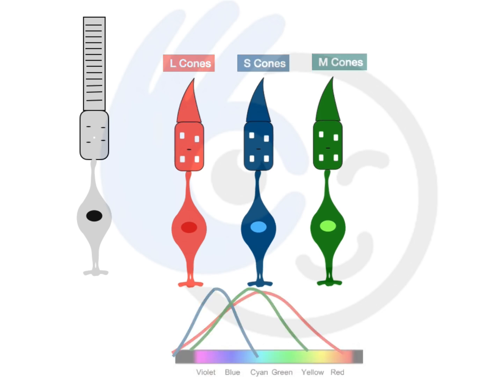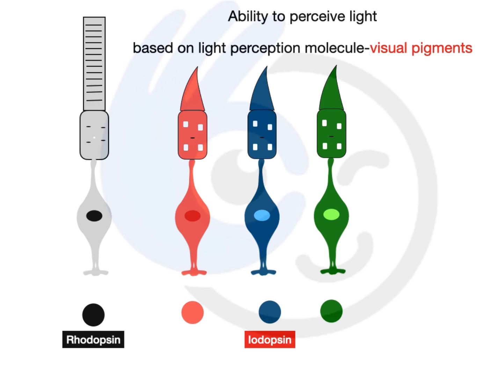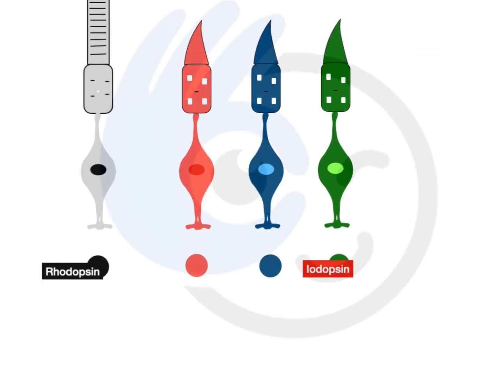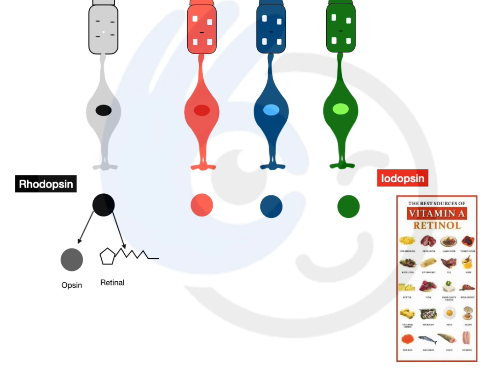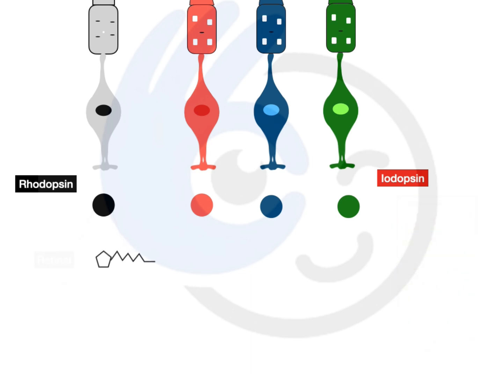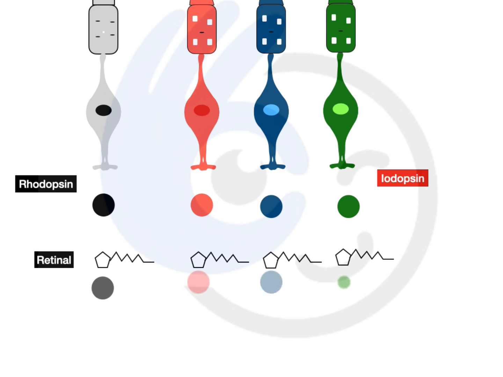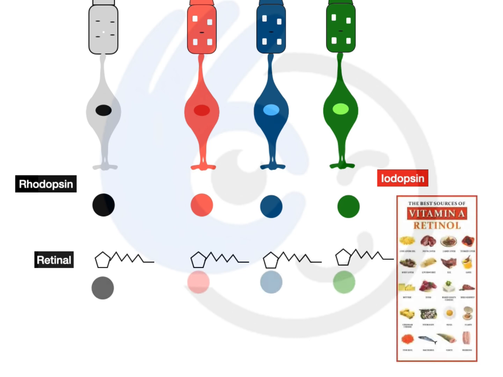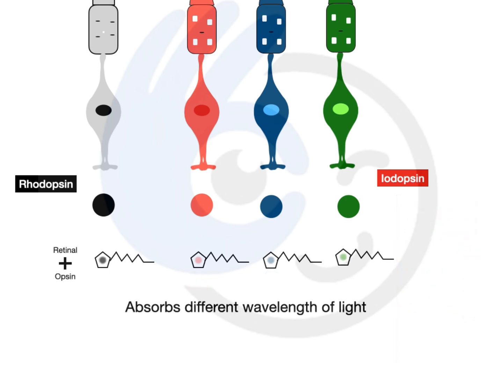All these photoreceptors are able to perceive light because of the presence of the visual pigment. In the case of rods, it is rhodopsin, and in the case of cones, it is photopsin. When you dissect these pigments, we get opsin and retinal. This retinal is common for all the pigments, whereas the opsin is different for each of the photoreceptors. When these two combine, they help in absorbing different wavelengths of light. Mainly the opsin is responsible for the absorption.